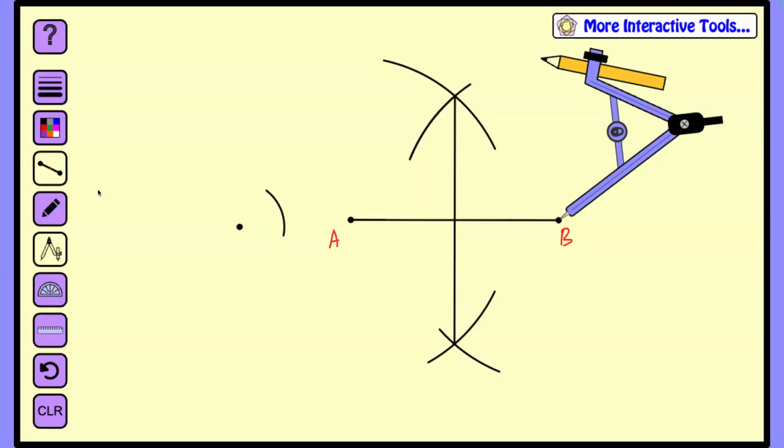So what do you think? This not only bisected the line, but it also created a perpendicular bisector. Any questions? Actually, it created a perpendicular bisector. Makes sense, guys? It created a perpendicular bisector. Any questions there?